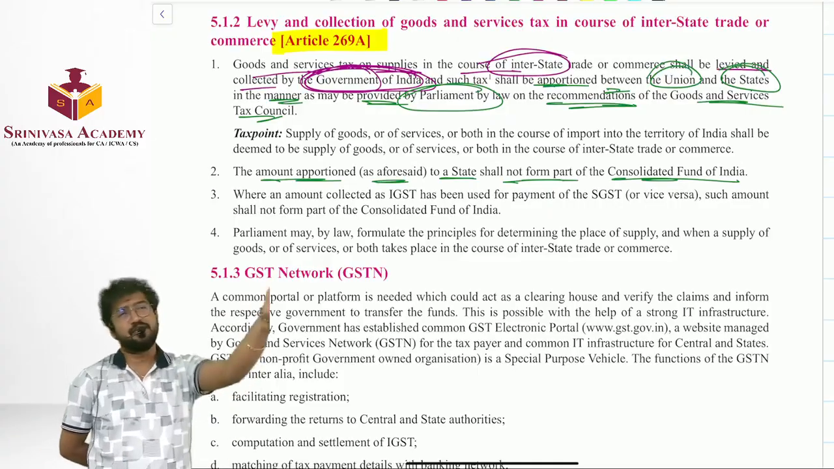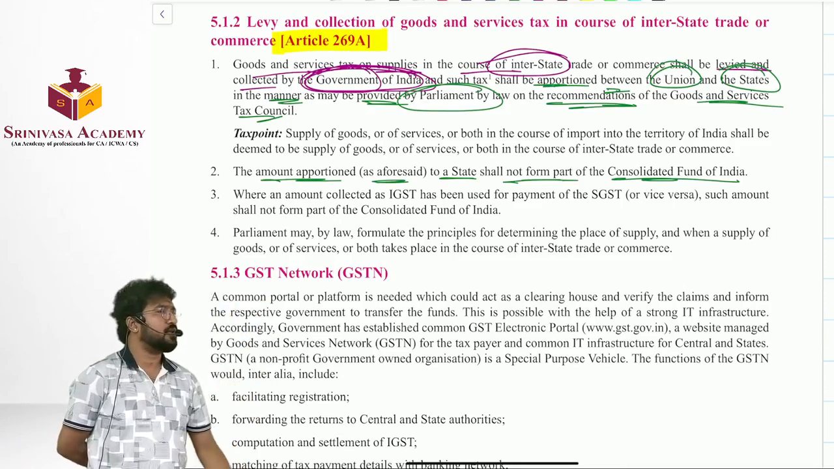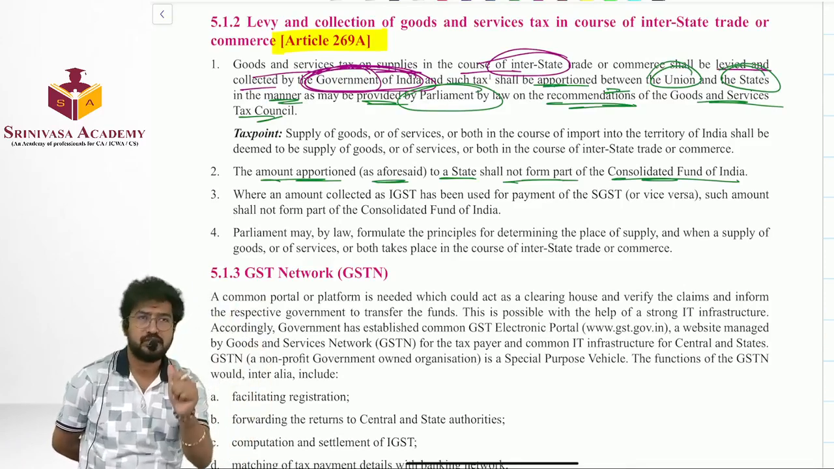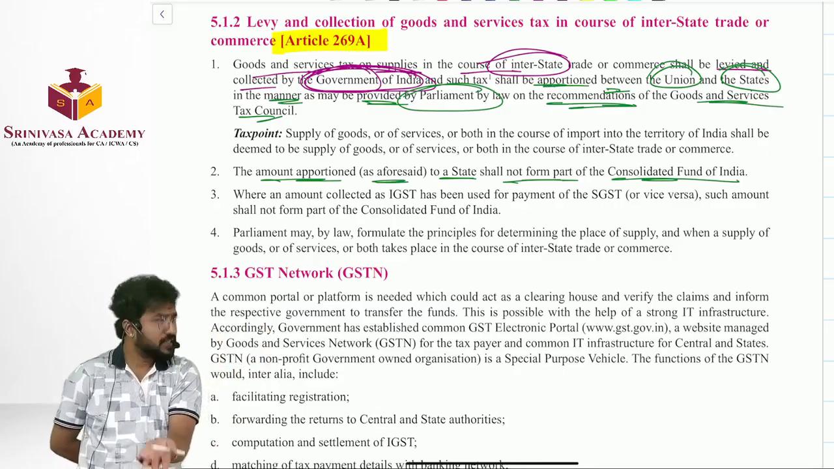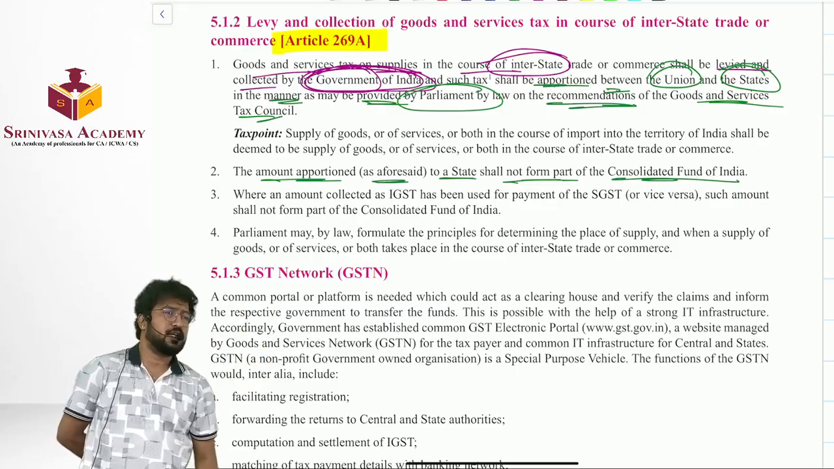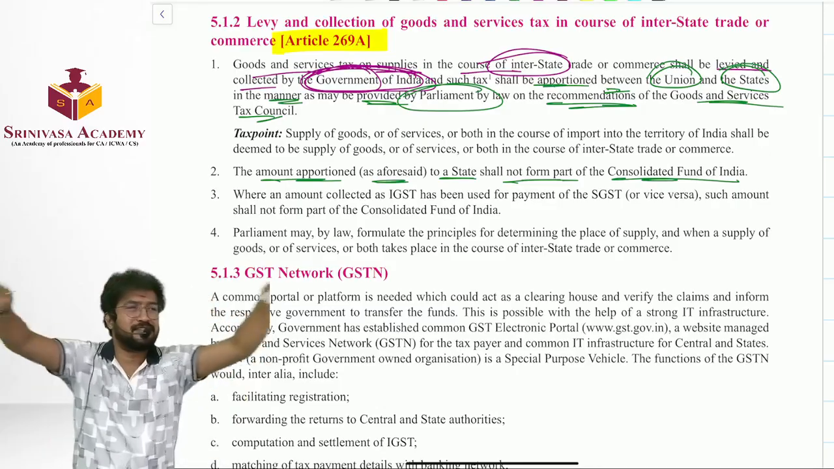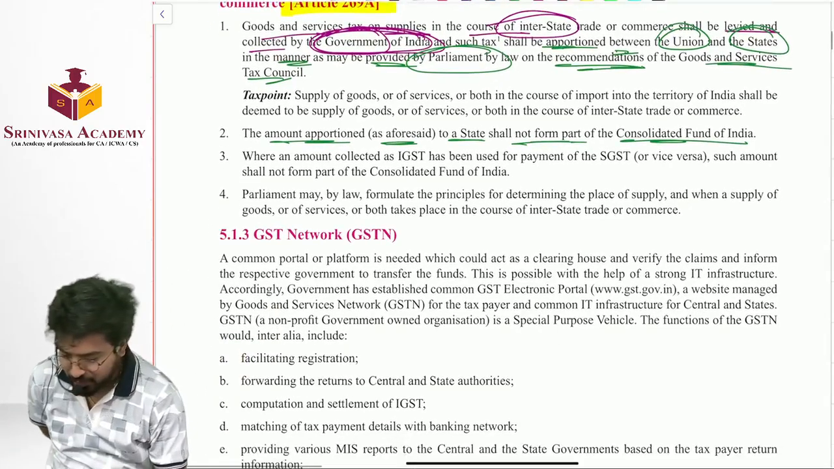That means whatever money you are giving to state government, that is whose revenue? State revenue. Then how will you add it to consolidated fund of India? That is center's revenue. Correct? Okay. Fine. Let us move on to the next one.